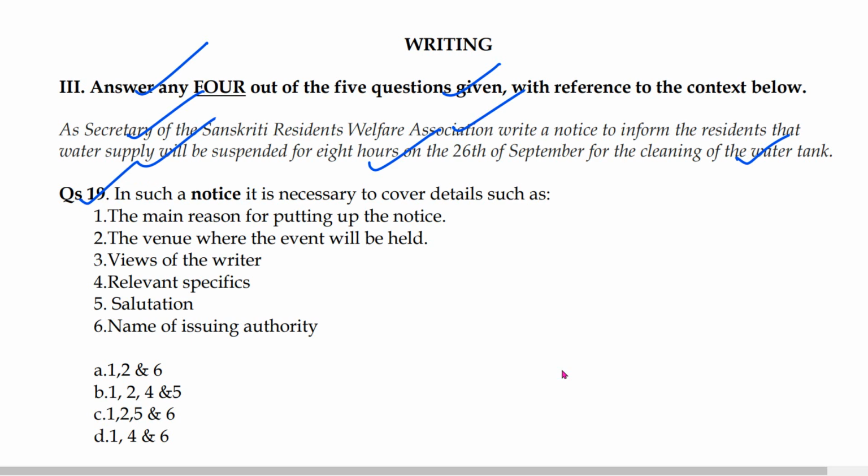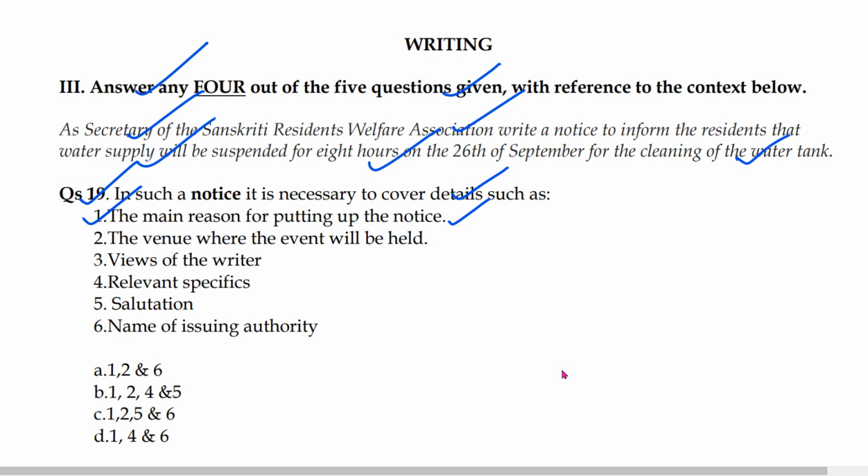Question number 19. In such a notice, it is necessary to cover details such as what are the details necessary for such type of questions. For this type of questions, we have to analyze each and every option given here. Let us check the first option. The main reason for putting up the notice. Yes, the main reason for putting up the notice should be included in it.